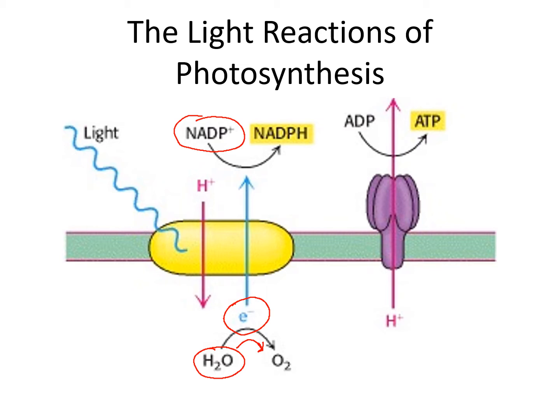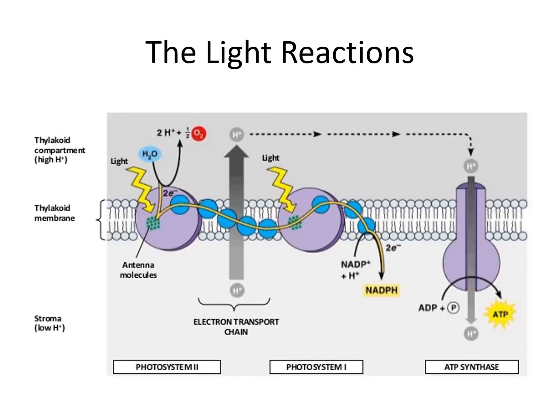As a result of the movement of electrons, protons are pumped. Those flow on the right here back through ATP synthase, just like we saw in oxidative phosphorylation. And ADP plus Pi, inorganic phosphate, makes ATP, adenosine triphosphate. So there's the big picture.